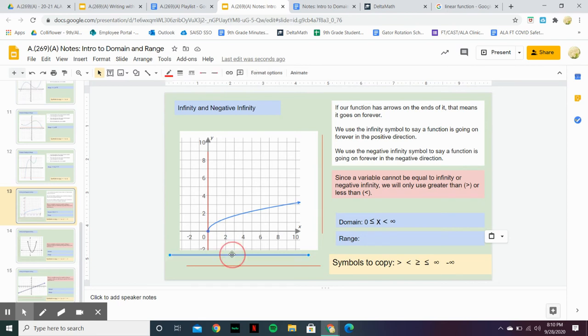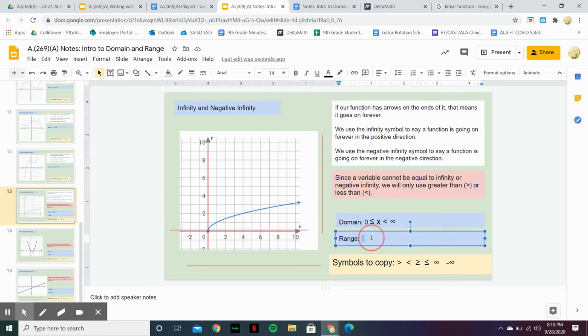Now let's try the range. Well, if I look at the bottom of the y-axis, the smallest value that our graph has along the y-axis is also 0. So I know that our range starts at 0, and since there is a closed circle here, I know that it could be equal to 0, so I'm going to use less than or equal to y, which is our variable for range.